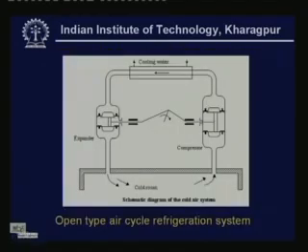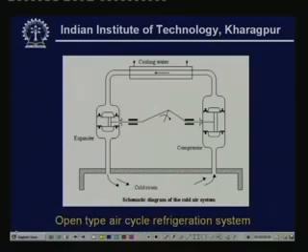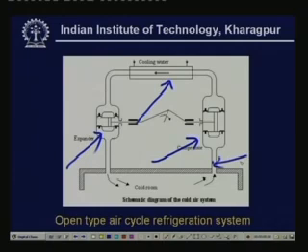So let me show the working principle of an open type air cycle refrigerant system. You have three major components here: a compressor, a heat exchanger, and an expander. So let me start at this point. Here you have an atmospheric pressure and low temperature air. Low temperature means the temperature is slightly lower than the surrounding temperature. So you have air whose temperature is slightly lower than the surrounding temperature and whose pressure is the same as the atmospheric pressure. So this air is compressed in the compressor to high pressure. So at the exit of the compressor you have a high pressure air.